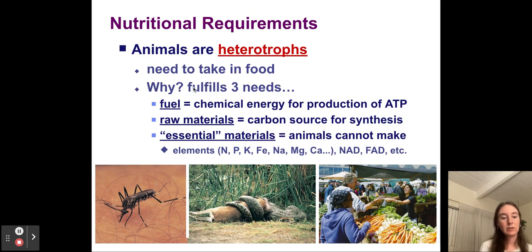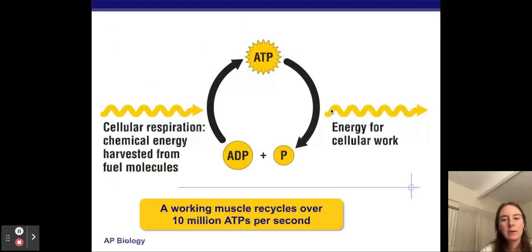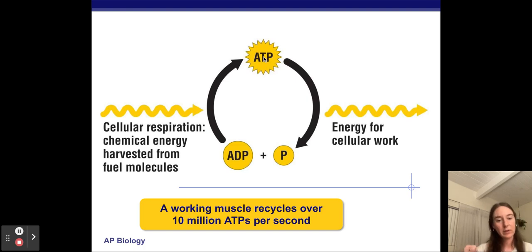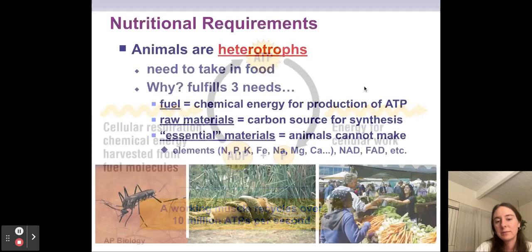So we need to take in food. And food actually fulfills 3 different needs of ours. The first is fuel. So it gives us the chemical energy for the production of ATP. So remember, we need chemical energy in order to build that ATP molecule, right? We need input energy here to get our ATP, which now can be broken again to supply energy other places.